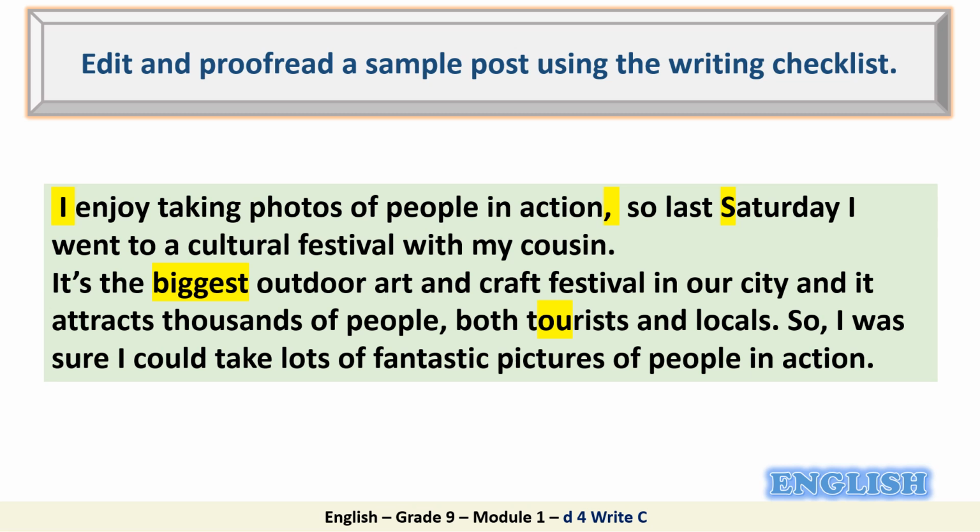First, here the pronoun I must be a capital letter. The second thing, there is a comma after action. Saturday, the S must be capital. Biggest, it's the biggest, not the big outdoor art. This is the superlative of big. Look at tourists. It must be T-O-U, not T-U-O. So, editing and proofreading is so important before publishing or sending any post.